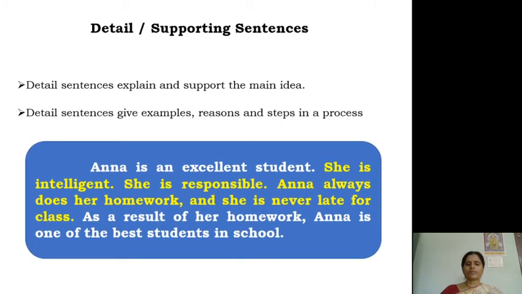And let us see the same example. Anna is an excellent girl. This is the topic sentence of the paragraph as discussed before. She is intelligent, she is responsible, Anna always does her homework, and she is never late for class. All these details that we have added support this topic sentence that she is an excellent girl.